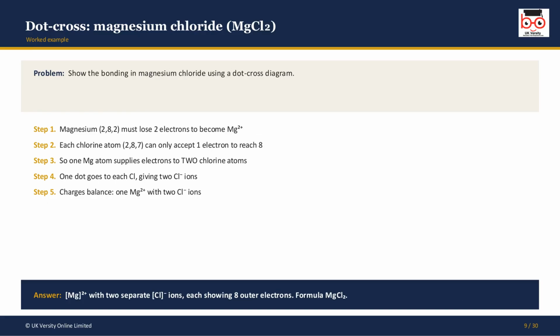Magnesium chloride is a nice twist. Magnesium must lose 2 electrons to become magnesium 2+. But each chlorine atom, 2, 8, 7, can only accept 1 electron to reach 8. So a single magnesium atom has to hand its electrons to 2 separate chlorine atoms, 1 dot going to each. That produces 2 chloride ions. Now the charges balance. 1 magnesium, 2+, paired with 2 chloride ions, each showing 8 outer electrons. And that's why the formula is magnesium chloride 2, MgCl2.